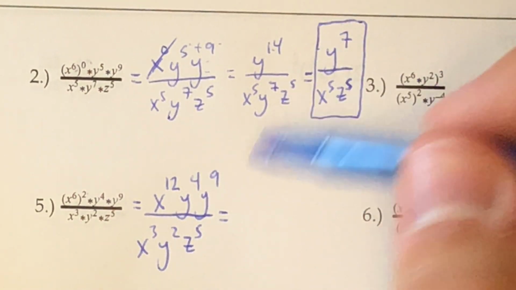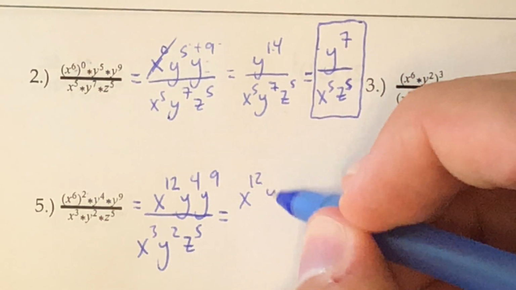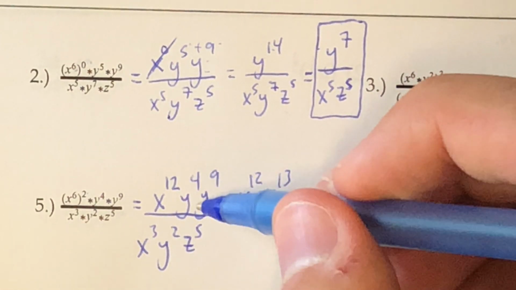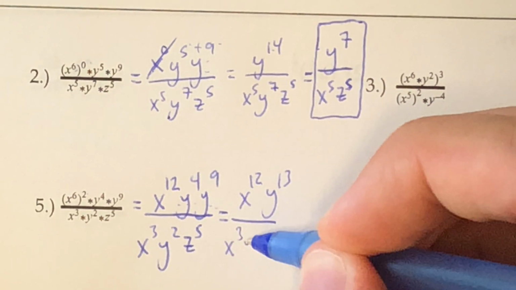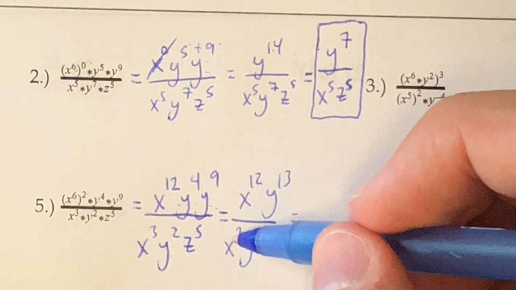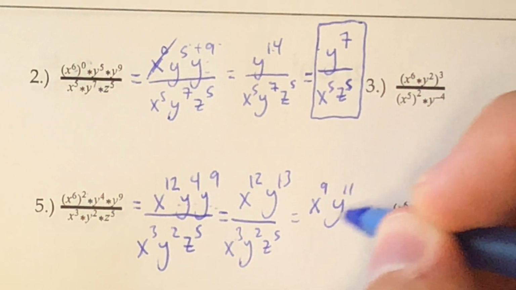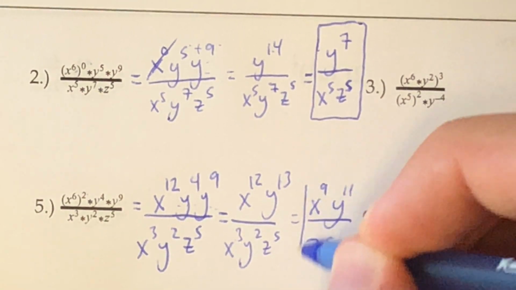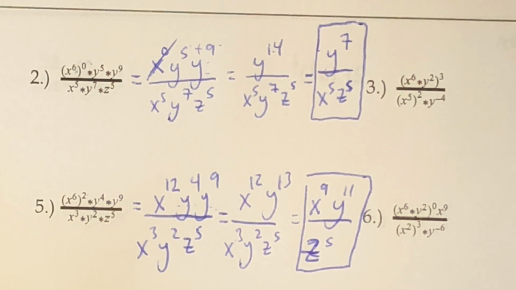Next, we do our product rule. So 4 plus 9 gives us y to the 13th. So again, product rule only applies if it's the same variable. And then lastly, our quotient rule. 12 minus 3 is 9, 13 minus 2 is 11, and we've got that z to the 5th down below. So we're all set there.